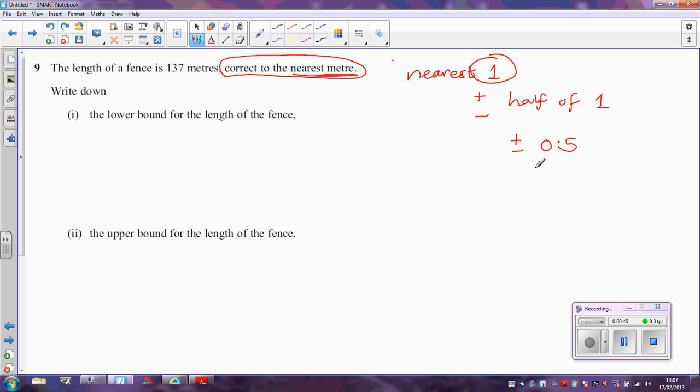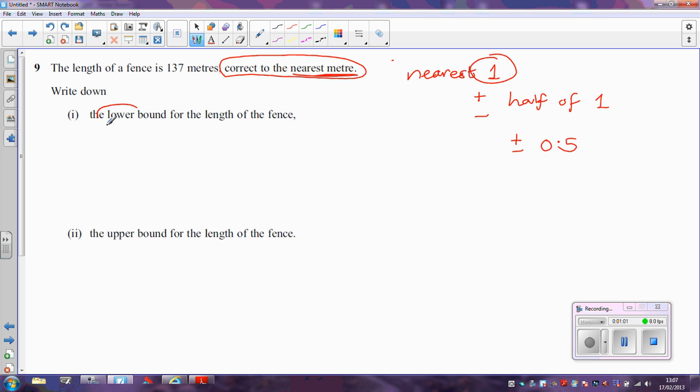Now I don't need to do anything funny like 0.499999, because when we work out the upper and lower bound, we are assuming that we understand that the length has to be less than the upper bound, but it could be greater than or equal to the lower bound, and I'll show you what I mean in a second.